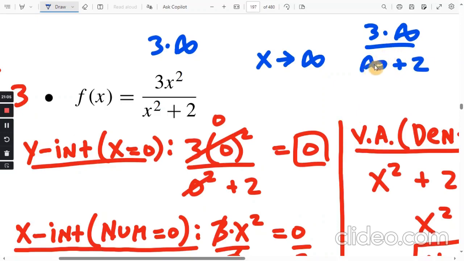I'll show you in another way. This is informal here, but these will cancel and you'll just get a 3. I'll show you a different way, though, that you know it approaches 3.